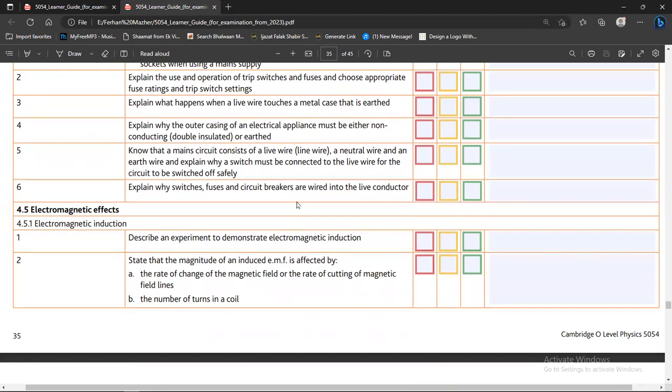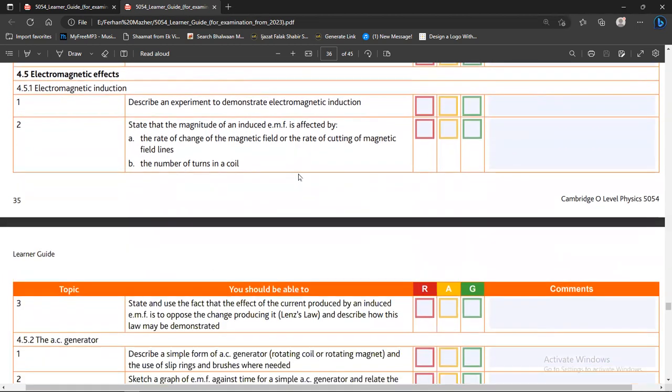Electromagnetic effects, electromagnetic induction. Describe an experiment to demonstrate electromagnetic induction. State that the magnitude of an induced EMF is affected by the rate of change of magnetic field or the rate of cutting of magnetic field lines, and the number of turns in a coil.